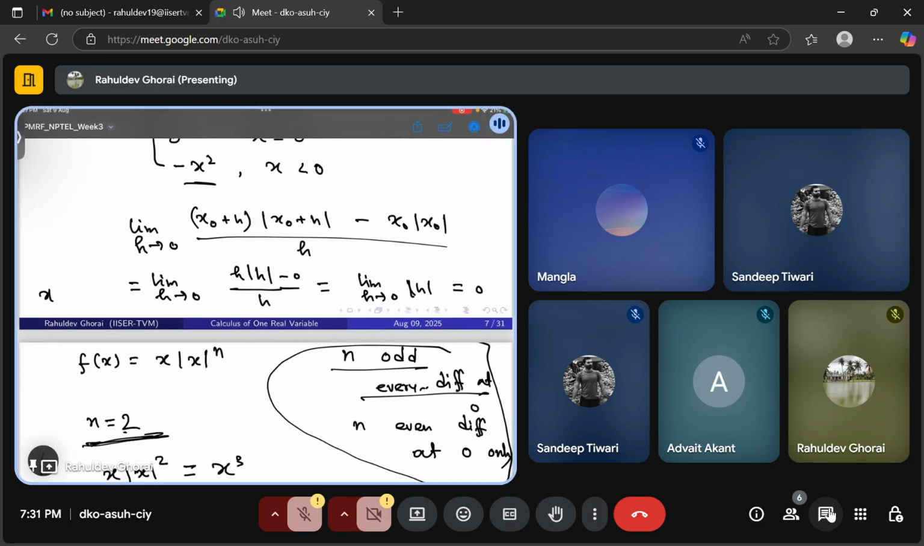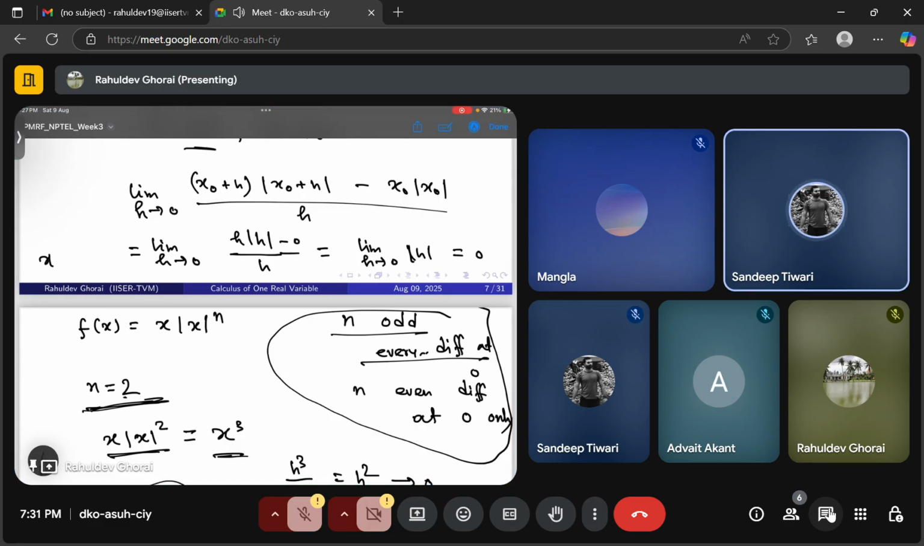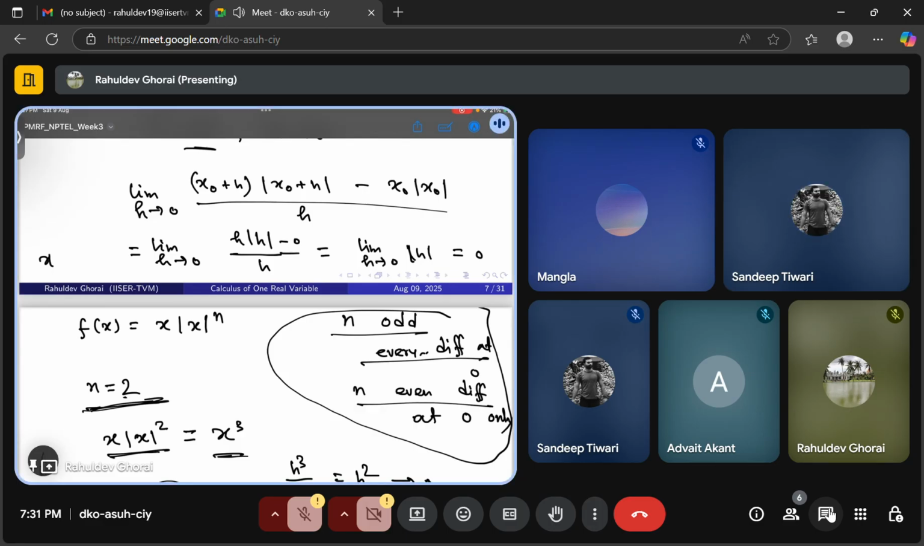Exactly. For even values of n, you can say it is differentiable everywhere, right? Because that will give you that mod x will be x only. That square, mod x to the power 4, will be x to the power 4, right? Yes, sir. When n is even, it is differentiable everywhere.